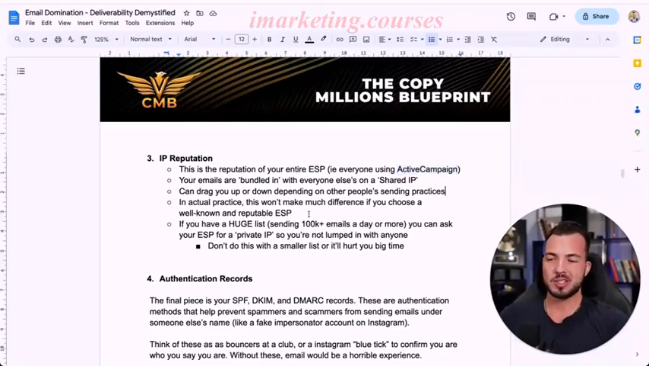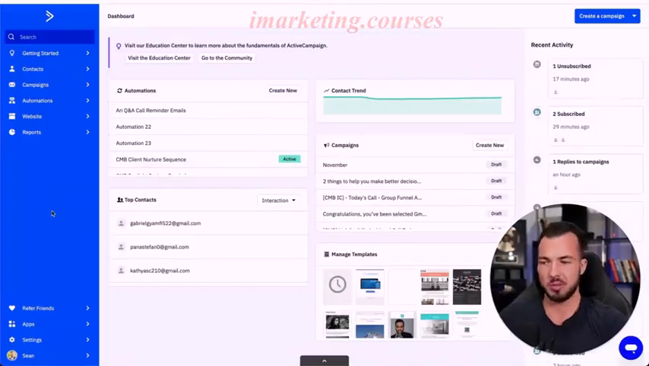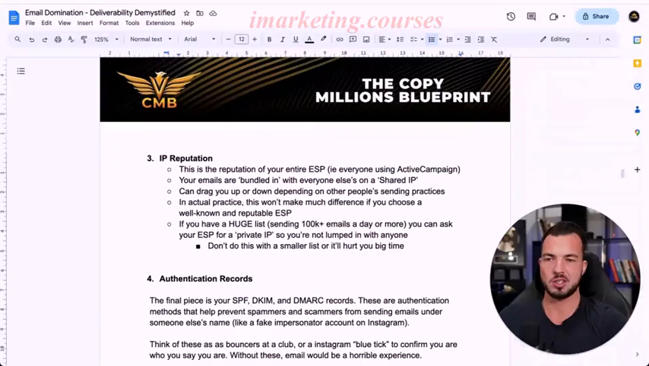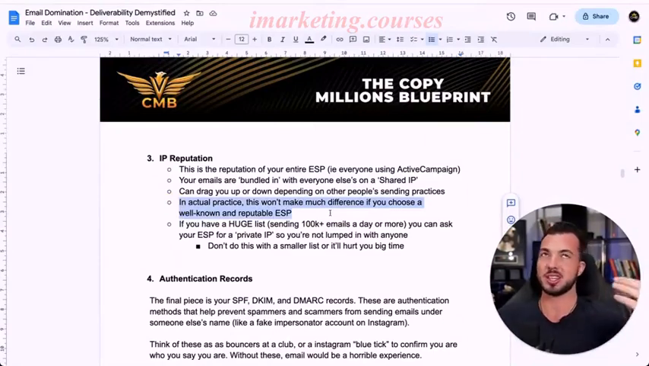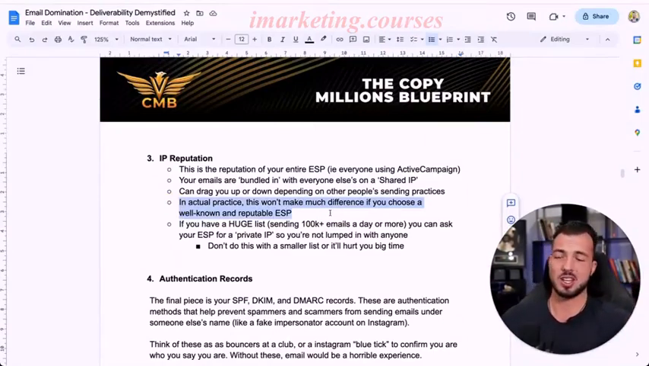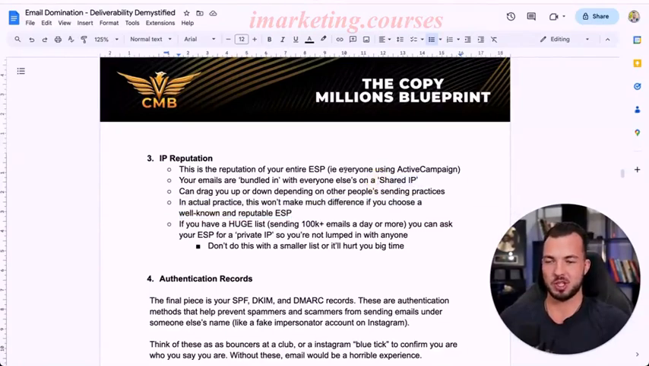In actual practice, this won't really make a huge difference, especially if you choose a reputable, well-known ESP like ActiveCampaign, right? It has great deliverability, so you won't really have to worry about this. Maybe if you're using MailChimp, it might be a problem. That's another reason I don't like it. But if you're using some unheard of Chinese ESP, which is sketchy and just invented yesterday, maybe not the best for the IP reputation for the whole ESP. Okay, hopefully that makes sense.